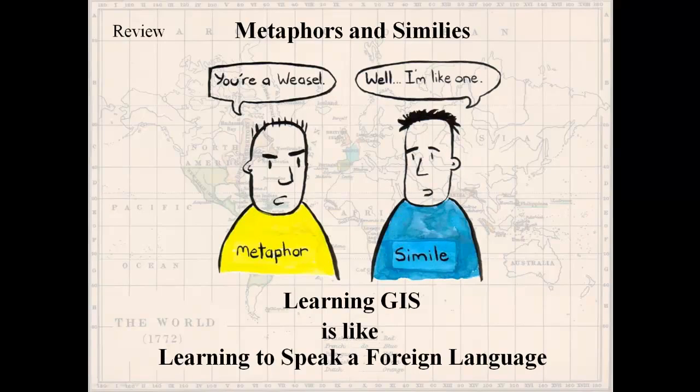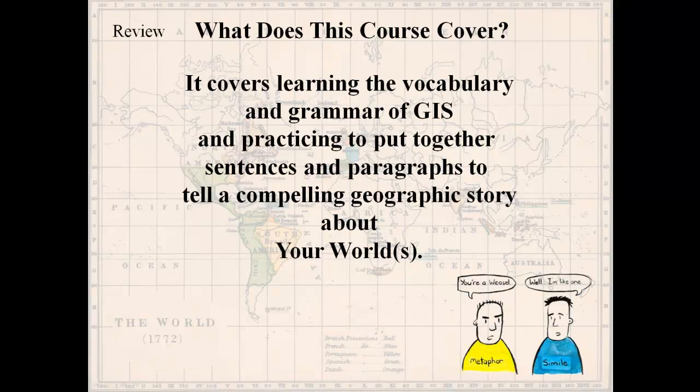Back in Module 1 I talked a little bit about metaphors and similes and how GIS is kind of like learning to speak a foreign language. And I covered what the course is going to be about, and I told you that it's going to be learning vocabulary and grammar in order to put together sentences and paragraphs to tell a compelling geographic story about your world. So that compelling geographic story is kind of the key term in there.